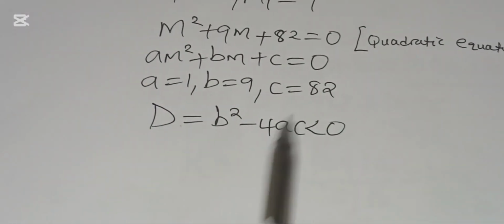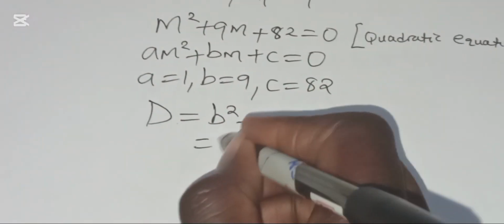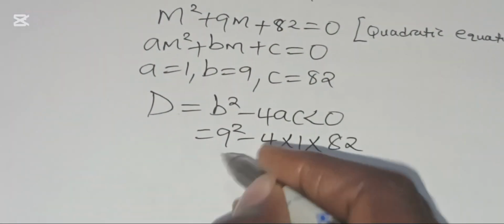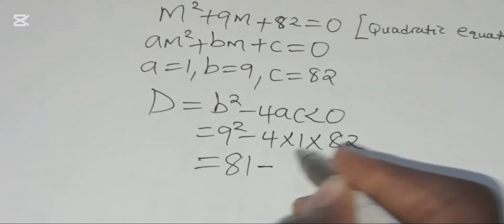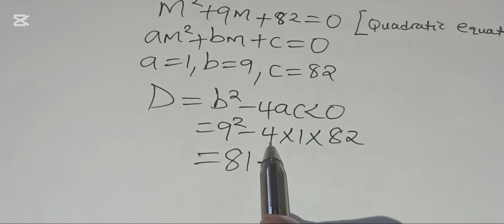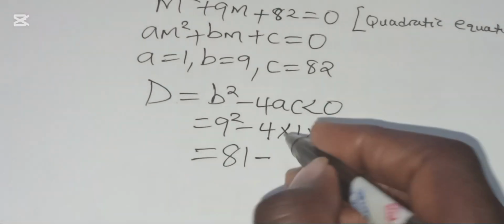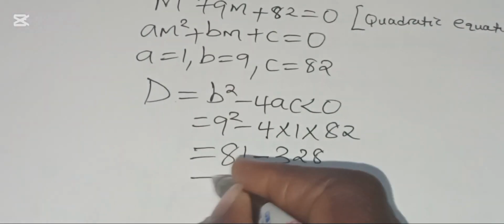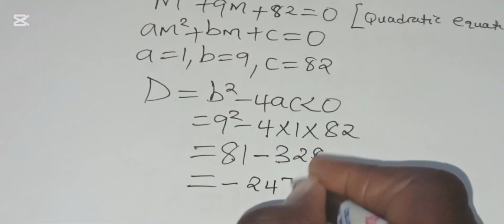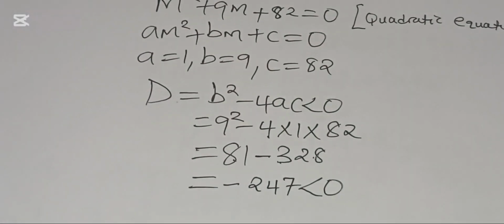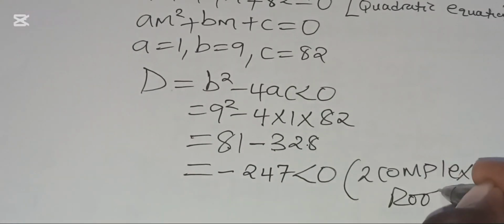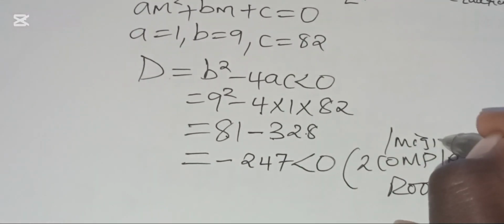Okay, so let's check. We have b squared, this is 9 squared, subtract 4 times 1 times c, which is 82. So 9 squared is 81, subtract 4 times 82, this is 328. If you say 81 subtract 328, we're going to have negative 247, which is less than 0. So that means we have two complex roots, and these are actually imaginary roots. They are not real roots.